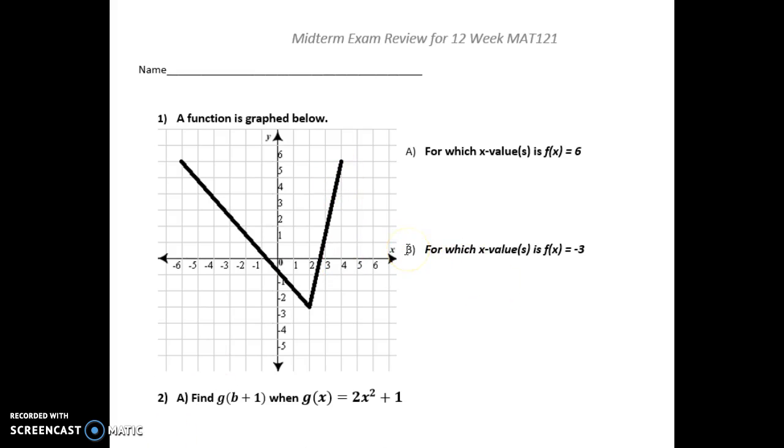And b would be similar. Which x value is going to give you a function value of -3? So where is our output at -3? And it's just in this one spot, and the x value is 2.